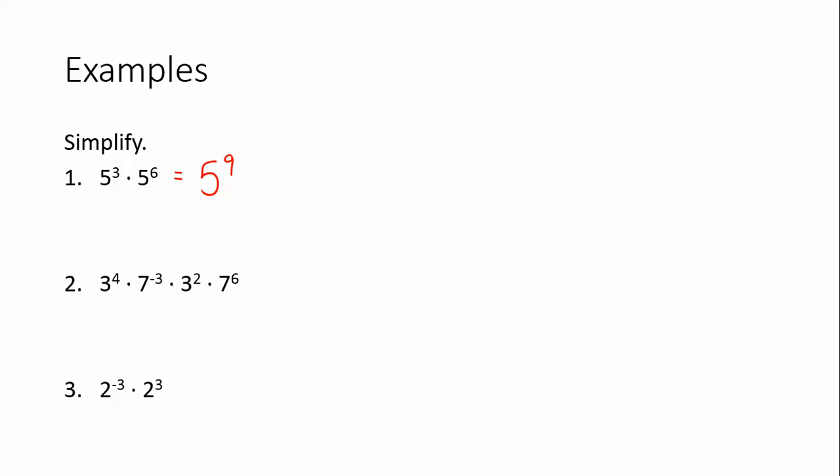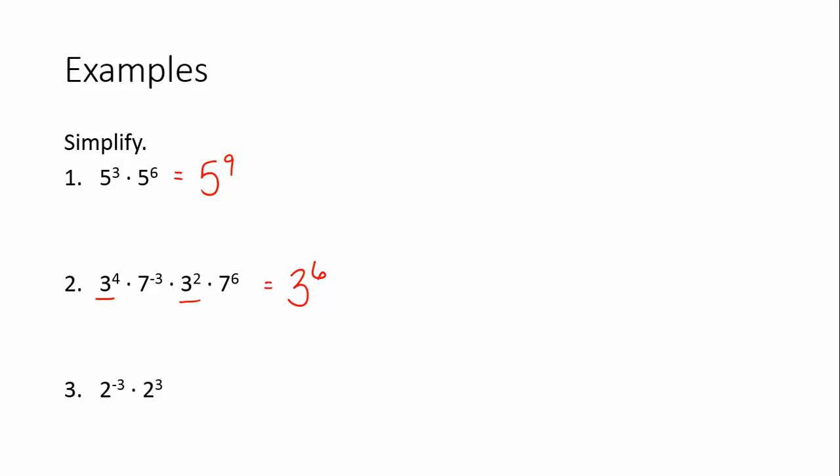In example 2, we have 3 to the 4th times 7 to the negative 3rd times 3 squared times 7 to the 6th. And remember, it's important when we're dealing with the product of powers property, we can only apply the property to bases that are the same. So we'll start with the 3's. 3 to the 4th times 3 squared. We add the exponents and we get 3 to the 6th.